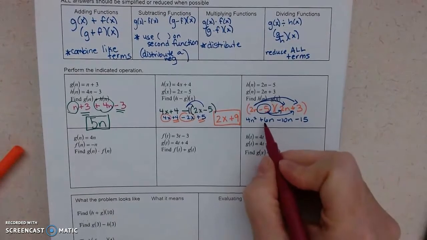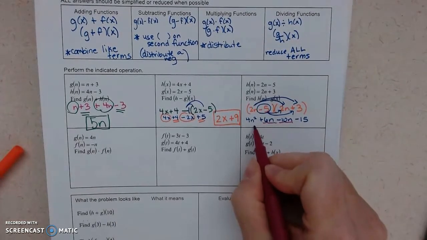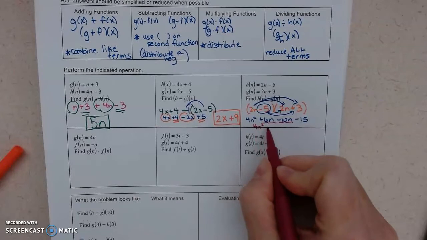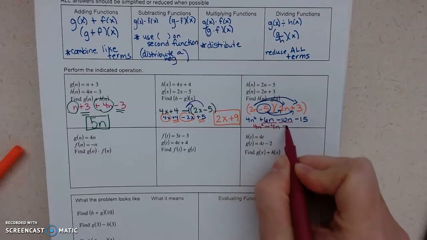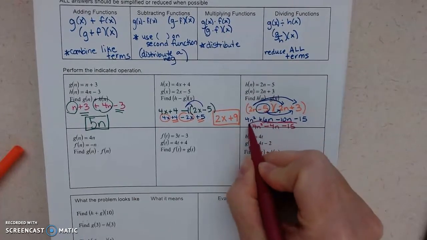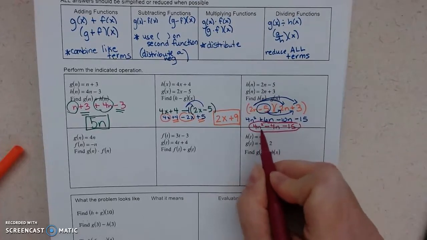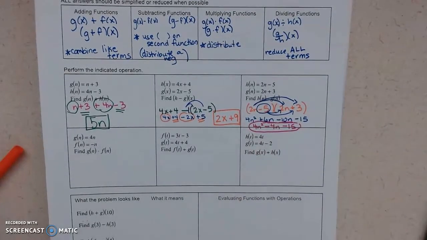And then we're going to combine like terms. So our final answer is 4n squared minus 4n minus 15. Even though these both have n's, they're different powers, so you cannot combine them.